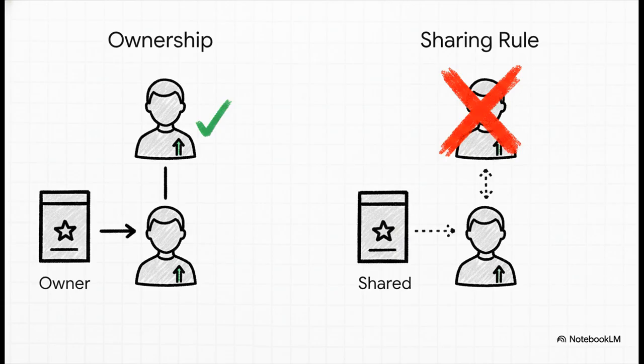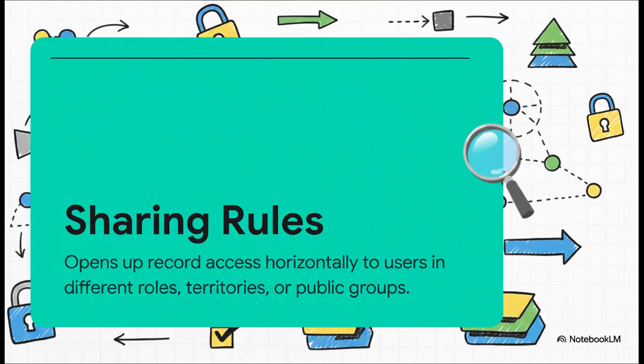If you use a sharing rule to give a sales rep access to an opportunity, their manager does not automatically get access through the role hierarchy. The hierarchy only cares about ownership, not about sharing rules. Don't forget that. So if the role hierarchy is vertical, sharing rules are all about going sideways or lateral.